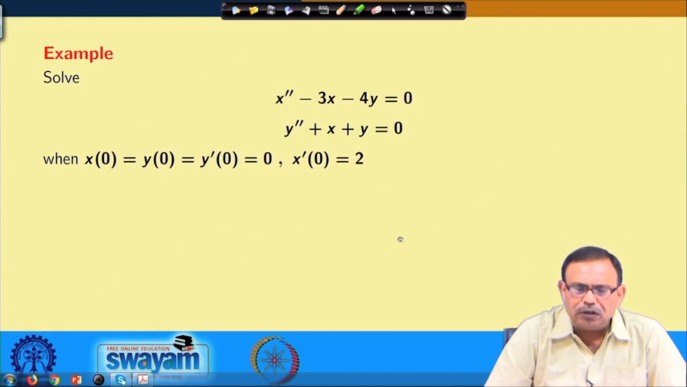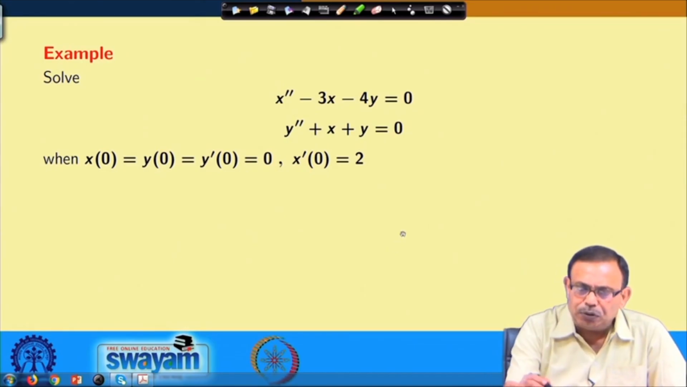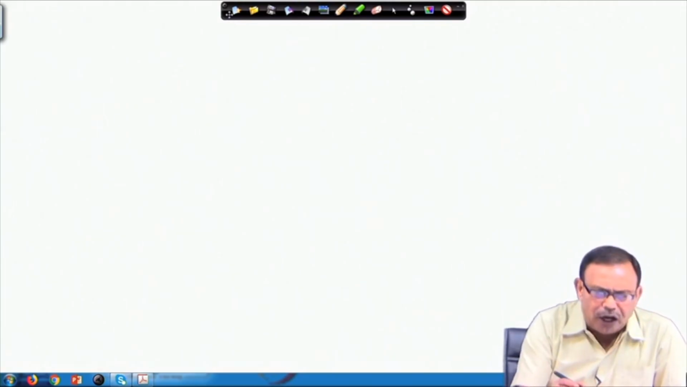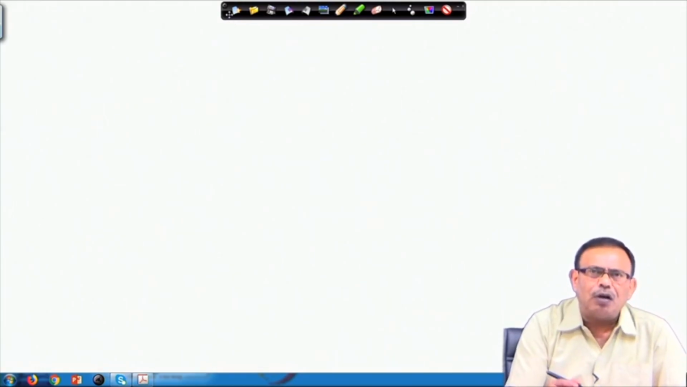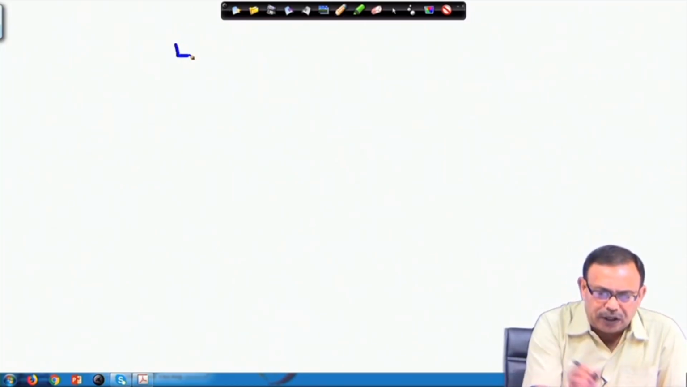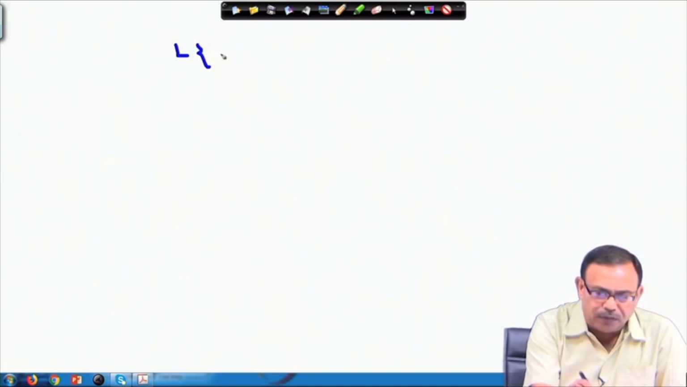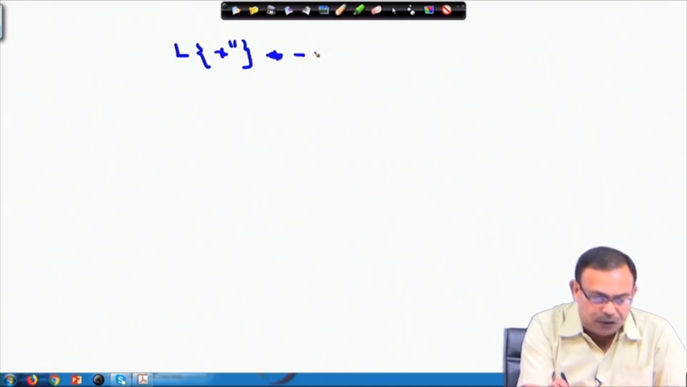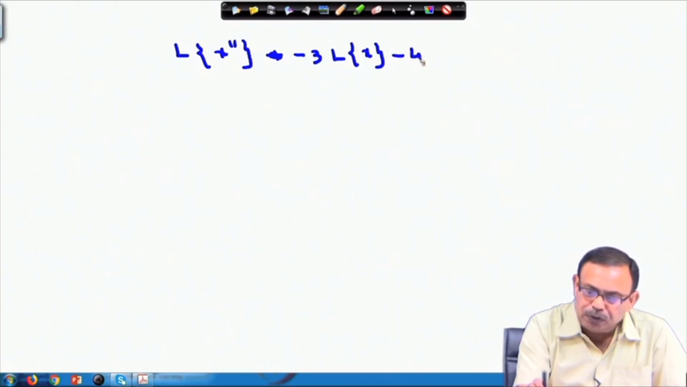To find the solution, of course, I have to go through the similar process, that is, I have to take the Laplace transform on both sides of both the equations. So, if I take the Laplace transform on both sides of the given equations, I will obtain Laplace transform of x double dash minus 3 into Laplace transform of x minus 4 into Laplace transform of y. This is equal to 0.